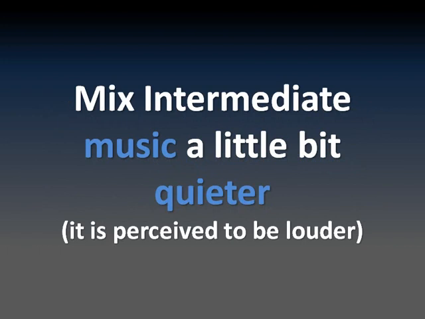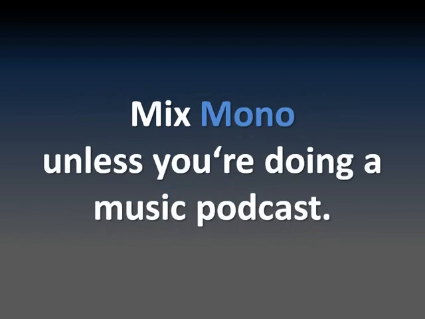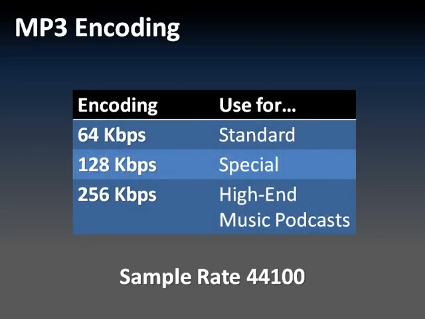If you do intermediate music, you might want to do it a little bit quieter than the regular talking because it is perceived to be a little bit louder. So it's okay if in your mixing, in the waveform, the music is a little bit lower than the talking. Also, unless you're doing a music podcast, always mix mono. It's only half of the size and it's absolutely good enough for talk and the occasional music.